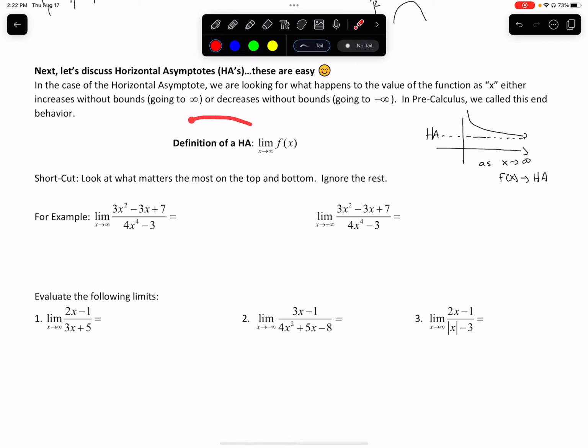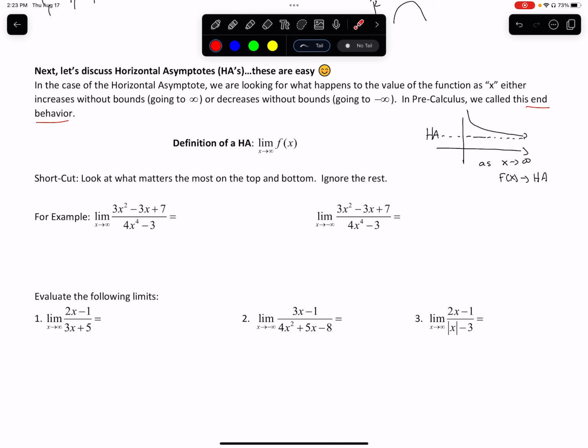Right here we have our definition of the horizontal asymptote, and that's exactly what it says. As x gets really large, what's happening to our function? We want to know what's happening here. So let's take a look at some examples. In this case, again, it says as x is going without bounds, what happens to the function? And again, in pre-cal, we call this end behavior of a function. So let's see what happened here. This right here is a definition of a horizontal asymptote. This right here is going to be a horizontal asymptote.